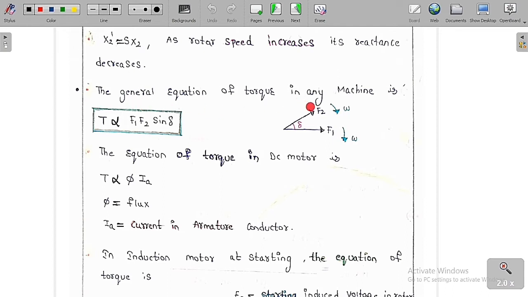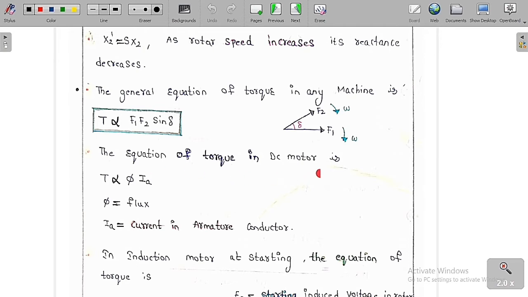The general equation of torque in any machine, as I have already told you, is given by T is directly proportional to F1 into F2 into sin delta, where delta is the angle between F1 and F2. Here F1 and F2 are going to be in the same direction with the same speed of omega. Let me assume F1 is the flux due to the stator and F2 is the flux because of the rotor. They both have the same speed, which is omega.